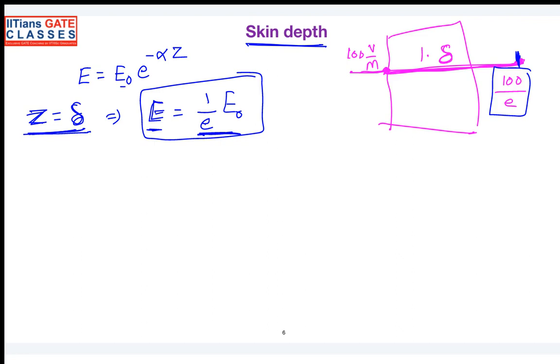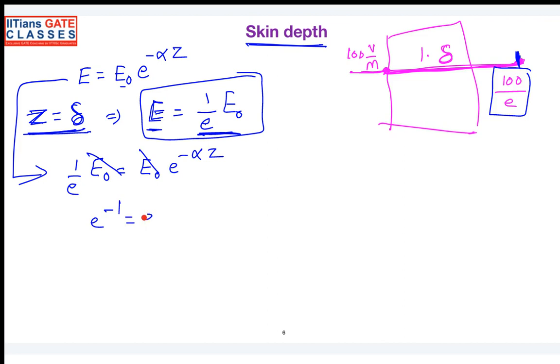If you substitute that, what are you going to get? 1 by E times of E naught is equal to E naught e power minus alpha Z. So e power minus 1 is equal to e power minus alpha delta, since your Z will be the same as your delta. So the base is equal, now you can compare the powers. When you compare the powers, you get alpha into delta is equal to 1. This is a very, very important relation in a good conductor. It is inversely proportional, you can see. Hence the skin depth is defined as 1 by alpha.